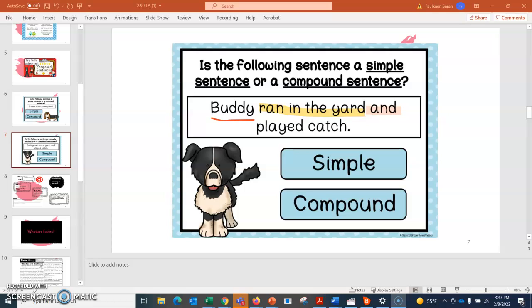Next, I'm going to look after the and. It says played catch. Does that tell me who or what played catch? No. It tells me what they did. They played catch. There's a predicate, but there's no subject. We don't know who. Okay? So that tells me it is still a simple sentence.